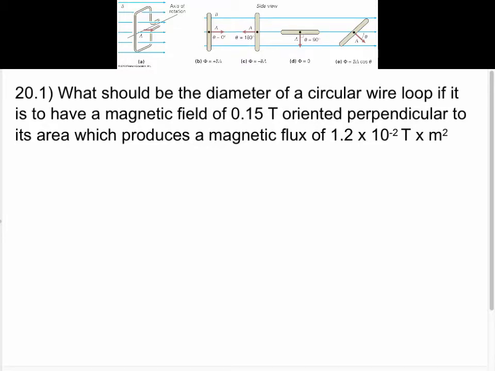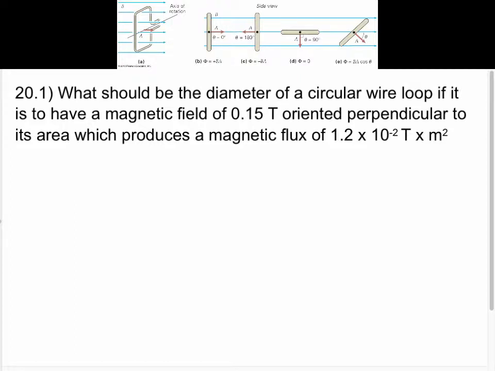All right, so for problem number 1, what should be the diameter of a circular wire loop if it is to have a magnetic field of 0.15 Tesla oriented perpendicular to its area, which produces a magnetic flux of 1.2 times 10 to the negative 2 Tesla meters squared.